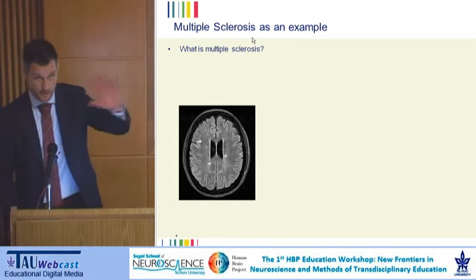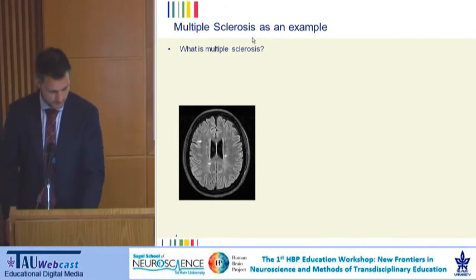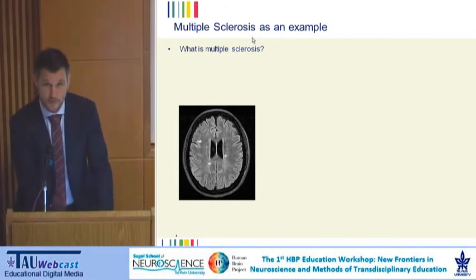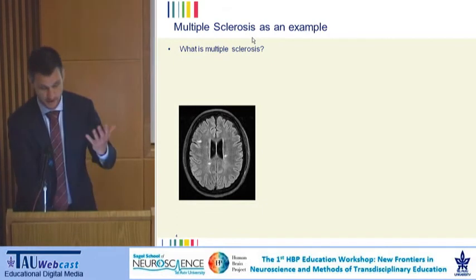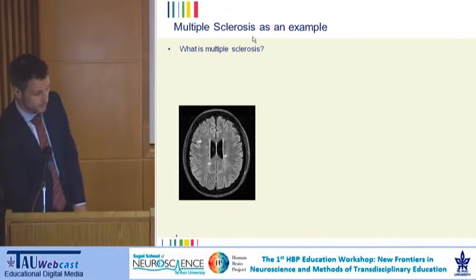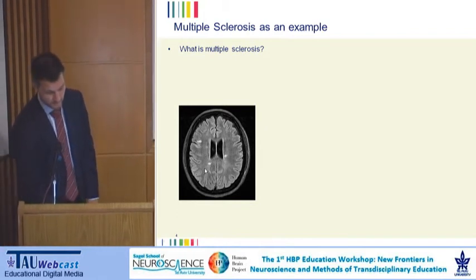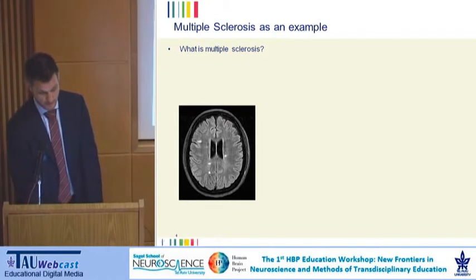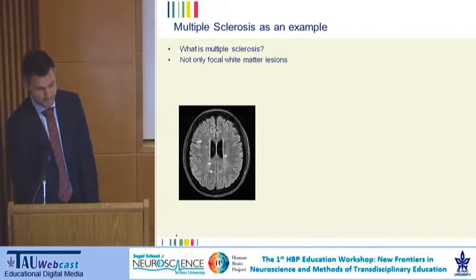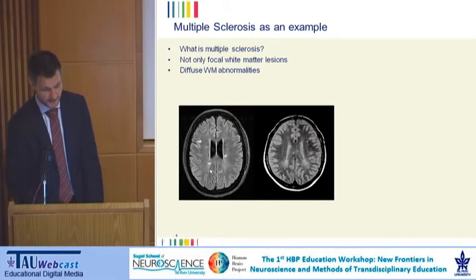I don't know exactly what everyone's background is, so I thought I should briefly talk about what multiple sclerosis really is. And I'm in imaging, so of course I start with an image. You may have seen an image like this, where in a patient with multiple sclerosis you can see these focal inflammatory demyelinating white matter lesions. But that's not all there is. There are also diffuse white matter abnormalities. You can see some of that here. I'll talk about that a little bit in a while.